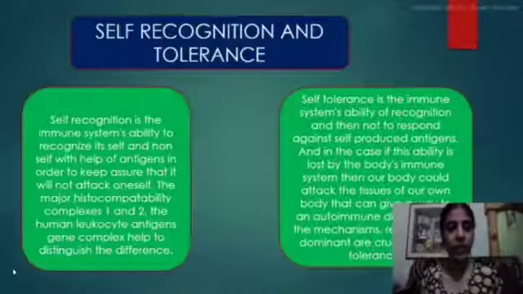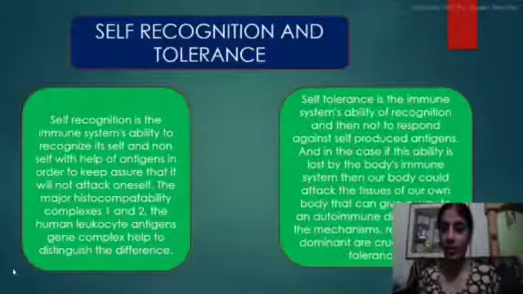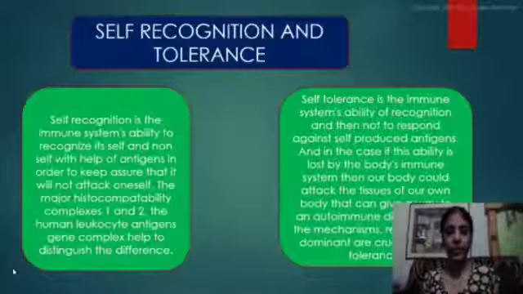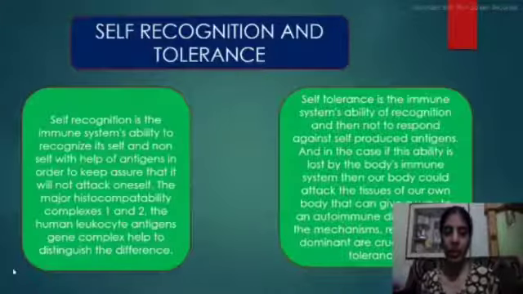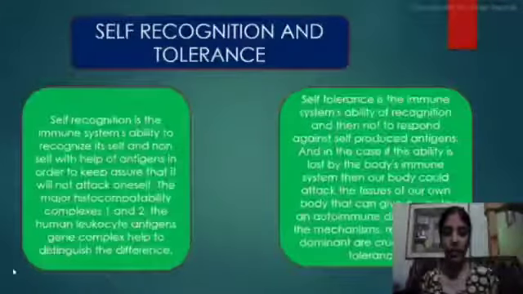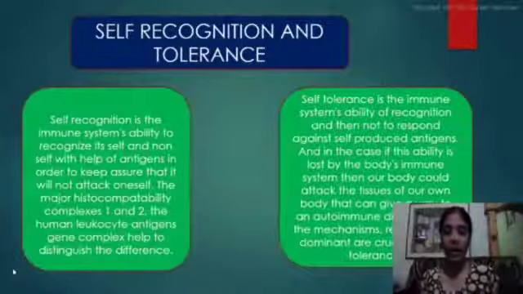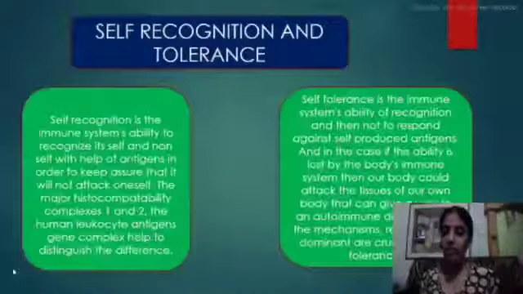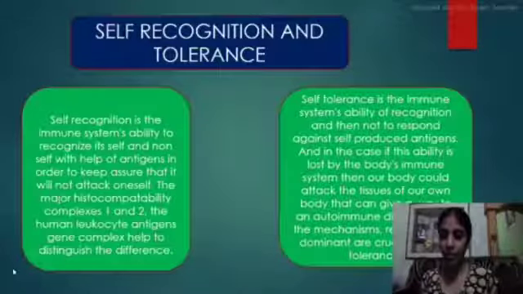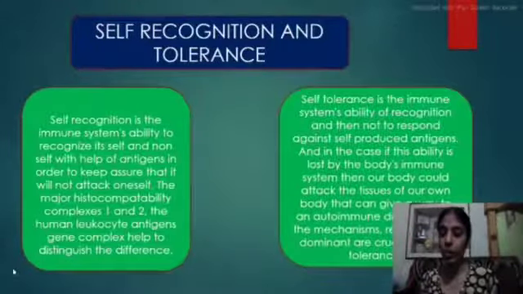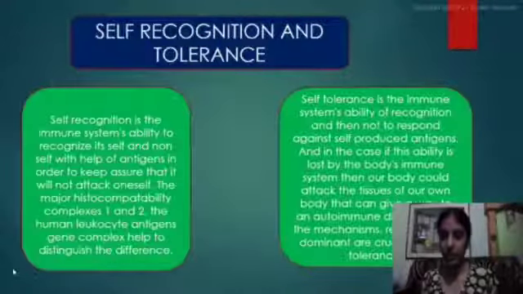So next comes self-recognition and tolerance. Self-recognition is the immune system's ability to recognize itself and know self with the help of antigens in order to make sure that it will not attack oneself. What's self-tolerance? Self-tolerance is the immune system's ability of recognition and then not responding against self-produced antigens.